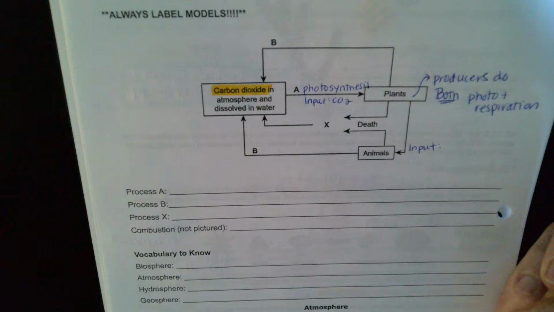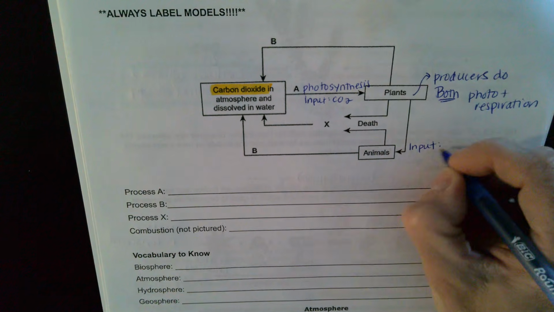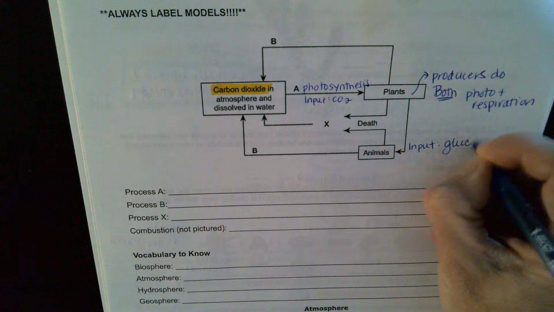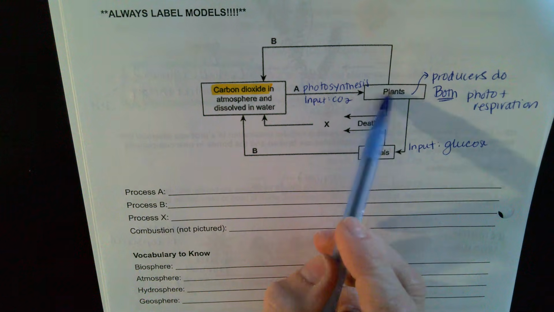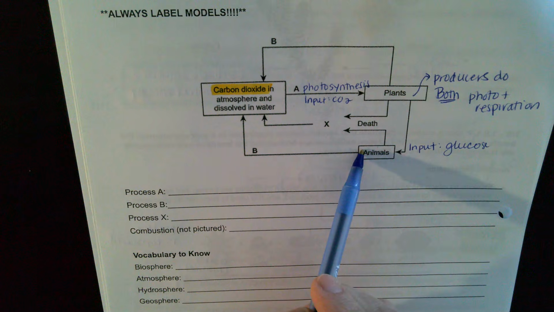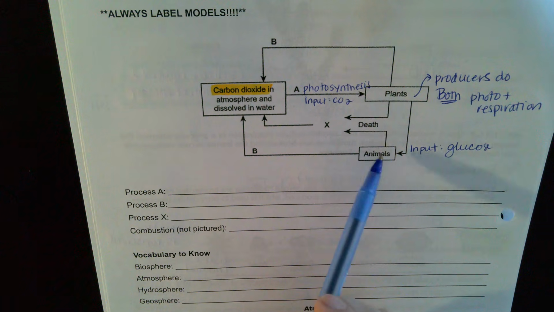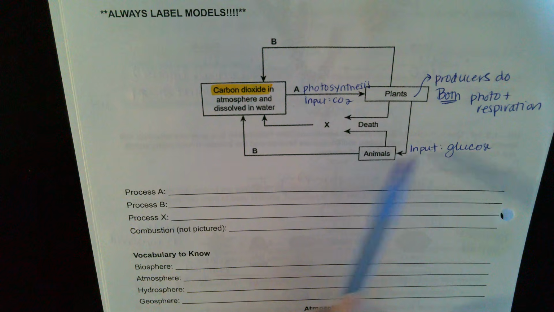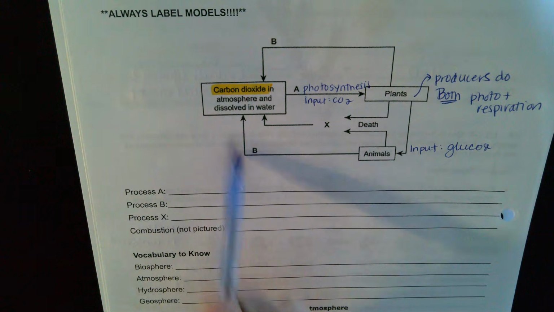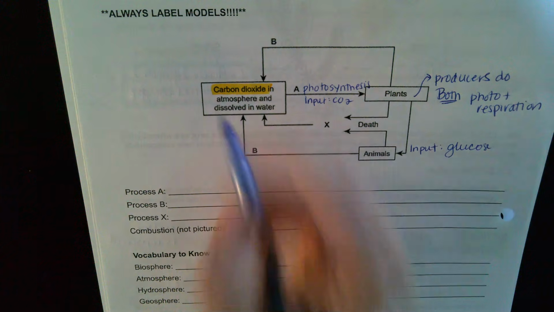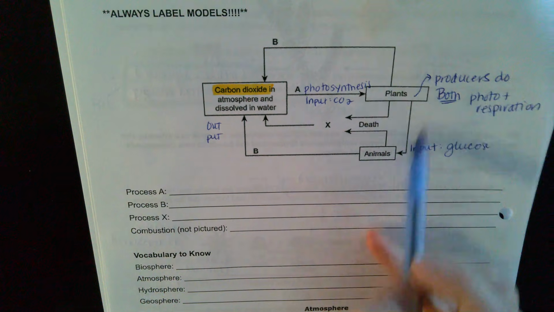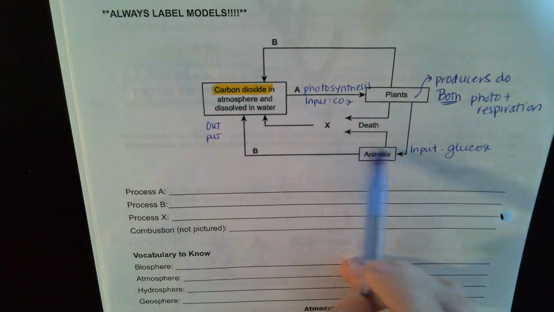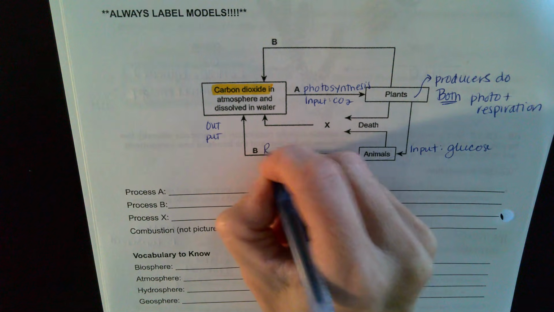Well, they're getting food. So over here, this is going to be that carbon dioxide got converted into glucose, and now the animals are eating the glucose. When they eat the glucose, this process, when they go glucose to releasing carbon dioxide, because now look, this is my output. Right, so input glucose, output carbon dioxide. This process here is respiration.